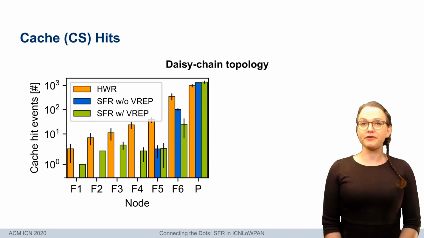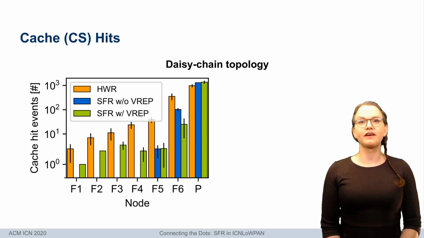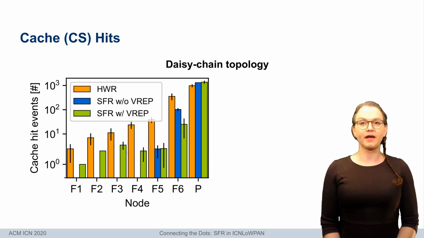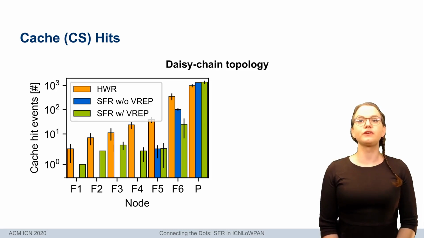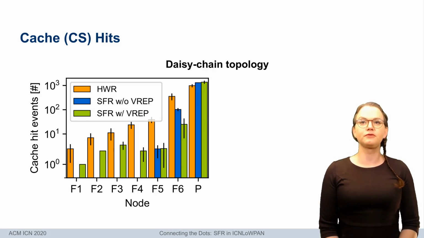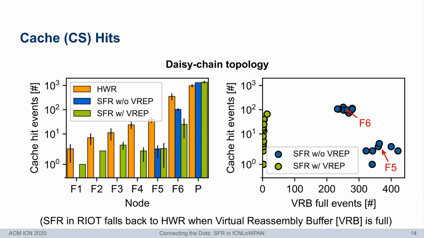In general, both SFR variants experience less cache hits closer to the consumer, which leads to an increased content store access at the producer. As the SFR implementation used in our experiments falls back to hopwise reassembly when the reassembly buffer is full, we also contrasted the cache hits with the number of events when the VRB is full in a scatter plot to better understand the impact of that behavior.